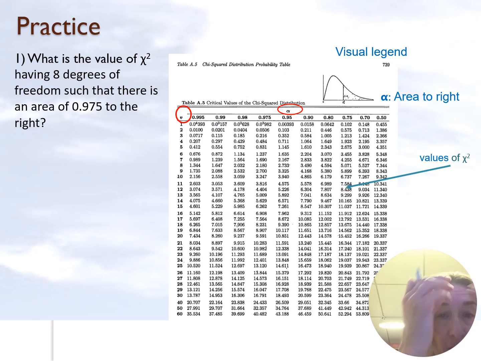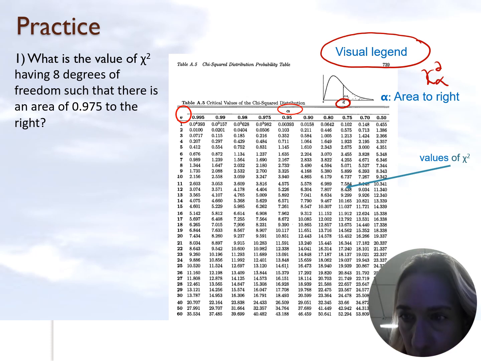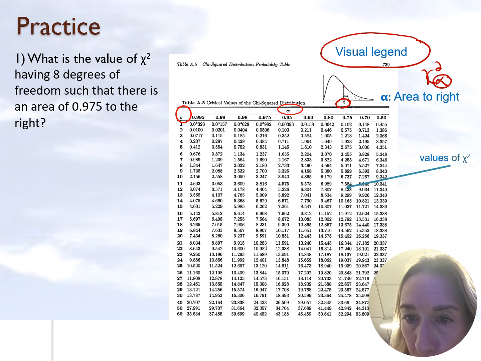All right, so let's try some practice problems with the chi-square table. This table, again, is set up very similarly to the T table. I'm going to direct your attention to the visual legend. Critical value of chi-square, or chi-square sub alpha, sits along the x-axis. Alpha is the area under the curve to the right of that critical value. So again, paying attention to your visual legend with any of these tables is very important. It tells you how to interpret the values you're getting out of the table.